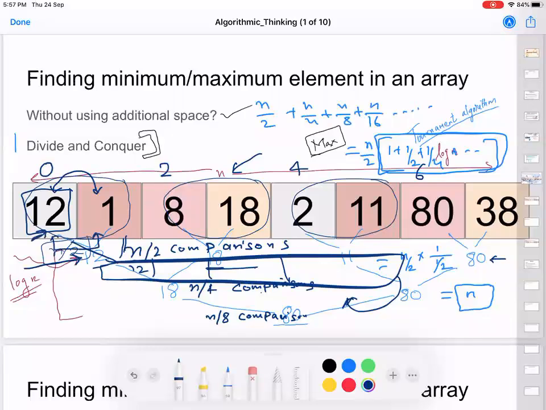So when I compare 12 and 1, it remains here. When you compare 8 and 18, you can do a swapping here, so that 18 comes here and 8 comes here. Similarly, 11 and 2. 80 and 38, they are at the correct place. What you can do the next time: I know that the elements at locations 0, 2, 4 and 6 are my current maximum. So I'm now going to compare the 0th element with the second one, and this 4th element over here with the 6th one, right?